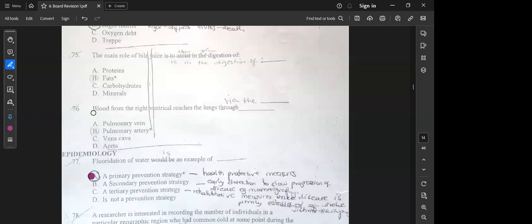Primordial prevention. This level of prevention aims to prevent the emergence of risk factors in the first place. Primary, this one aims to prevent the onset of disease or injury before it even occurs. Secondary, this level of prevention aims to reduce the impact of disease or injury that has already occurred. And tertiary, it aims to soften the impact of an ongoing illness that has lasting effects. Now you know.